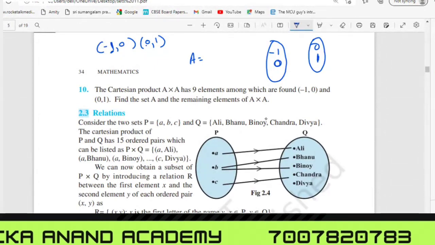So remaining elements of A cross A, but it has 9 elements. 3 elements must be present in set A, because only then we have 3 cross 3, that is 9. So the elements which are present in set A are minus 1, 0 and 1, because it has 9 elements. So there must be 3 and 3. Okay, clear? Yes, ma'am.